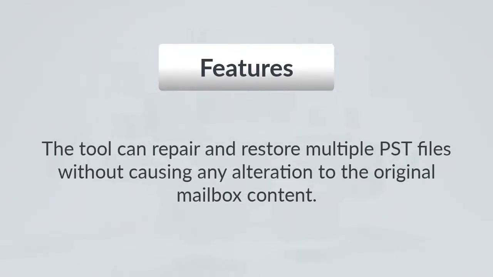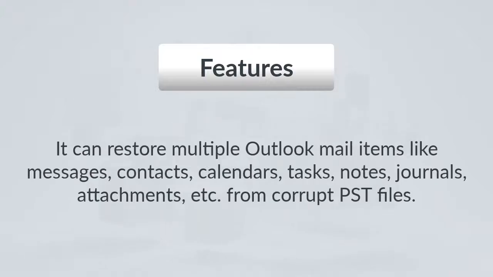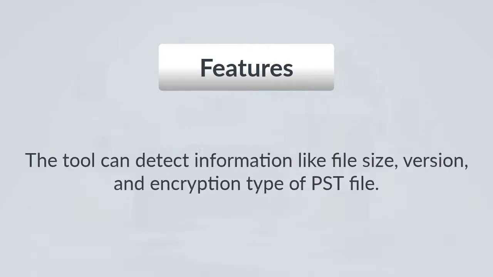Important features of the tool are: the tool can repair and restore multiple PST files without causing any alteration to the original mailbox content. It is very helpful in case of a complete system crash. It can restore multiple Outlook mail items like messages, contacts, calendars, tasks, notes, journals, attachments, etc. from corrupt PST files. The tool can detect information like file size, version, and encryption type of the PST file.